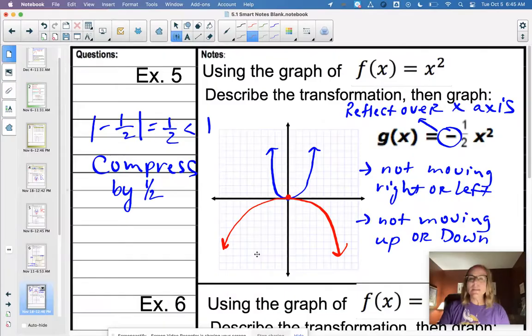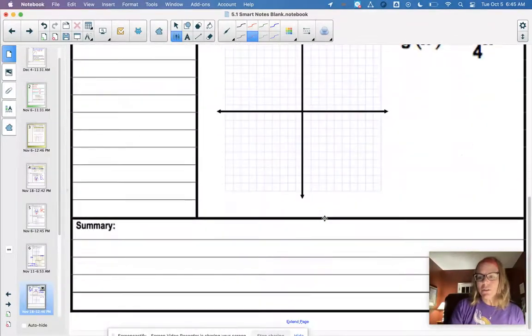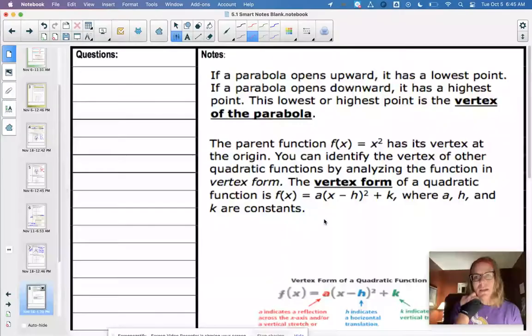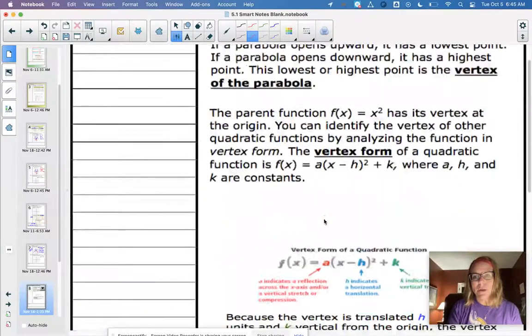And yes, is this exact? No. But I see that you understand that the vertex did not change. It flipped upside down and the graph is compressed. Therefore, it is chunky. Example 6 saved for class. And now we are on the next part.